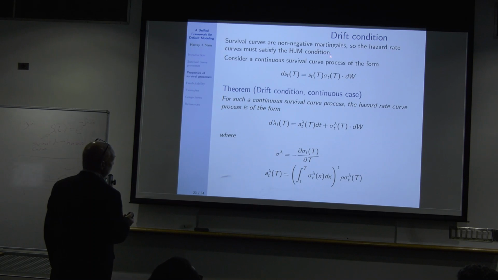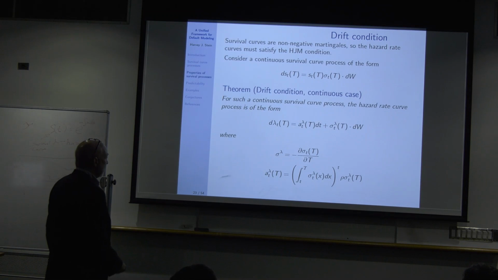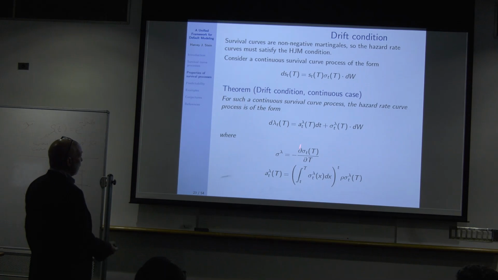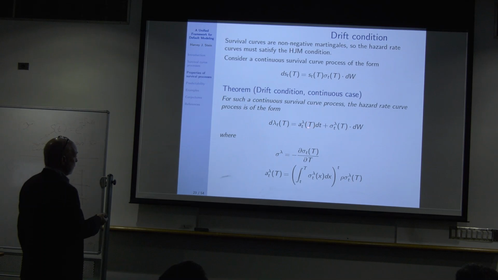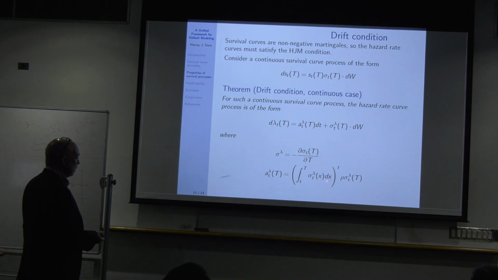And we know they're positive, or pretty much non-negative, so we can write them as dS = S sigma dW. Then we can ask, given that S has to look like this, what does lambda have to look like? If lambda has some drift and some volatility, the volatility has to be the negative derivative of the volatility for the survival curves, and the drift has to be the integral of the volatility times the volatility.